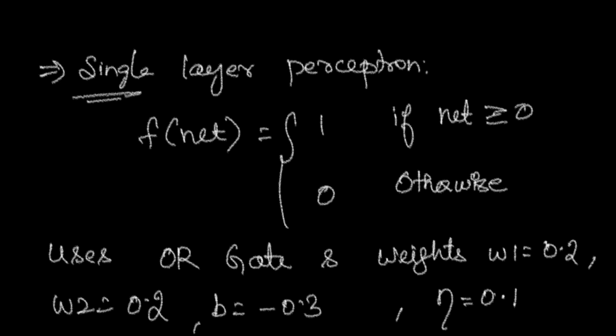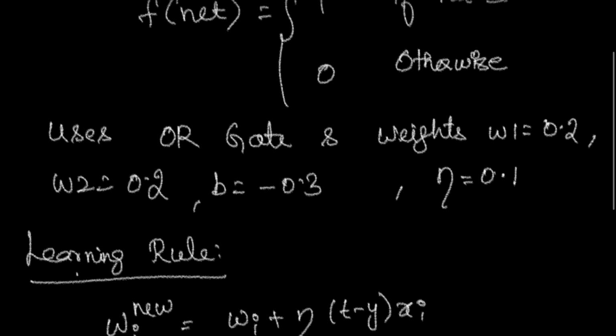In this session, we will be discussing how a single layer perceptron will process the given data. In this example, we have the activation function f of net equals 1 if the net value is greater than 0, and it should be 0 otherwise. This is the activation function for the particular perceptron which is defined. And here we are going to use an OR gate. You can use any gate, but it is specified that we have to use an OR gate.